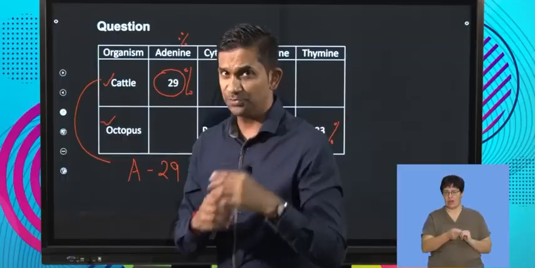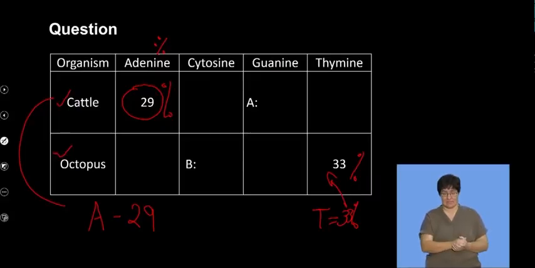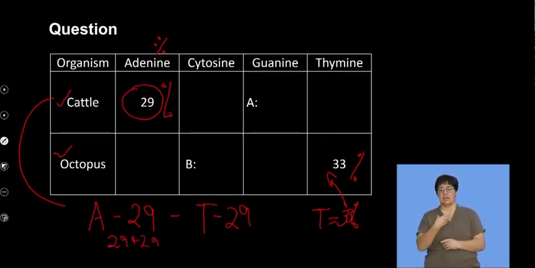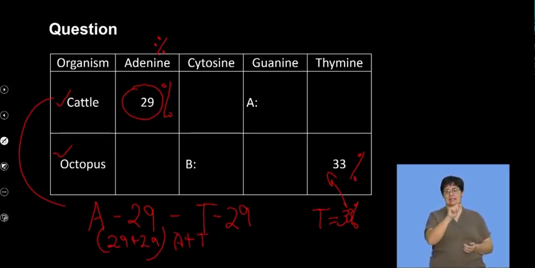Let's try that. I hope you've got your calculator. You're going to be able to help me with that. So if we look at adenine, if adenine is 29% for cattle, it means that thymine also is 29%. And if we can add these up, 29 plus 29 gives you the total percentage of adenine plus thymine. So that equals 58%. So 58% of the DNA is made up of adenine and thymine.